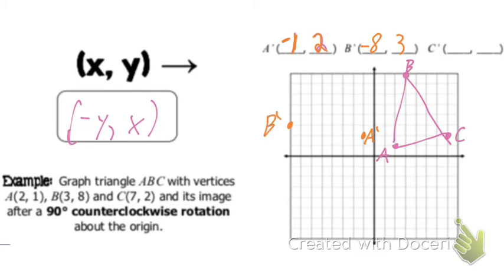Why is your C on all of them? Wait. So C on 7 comma 2, raise your hand if you can tell me what that would become. Seth? It would be negative 2, 7. Negative 2 comma 7. Very good.